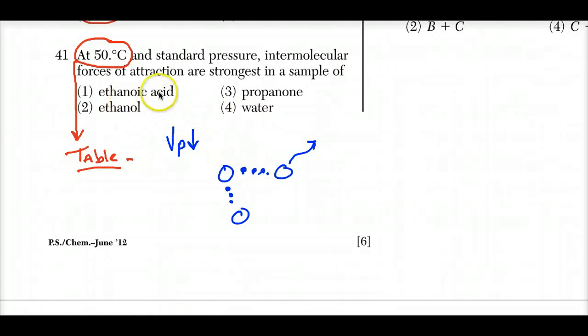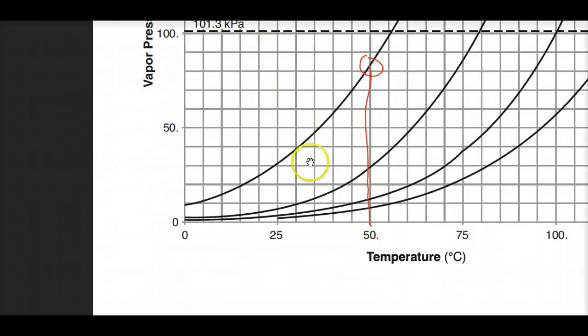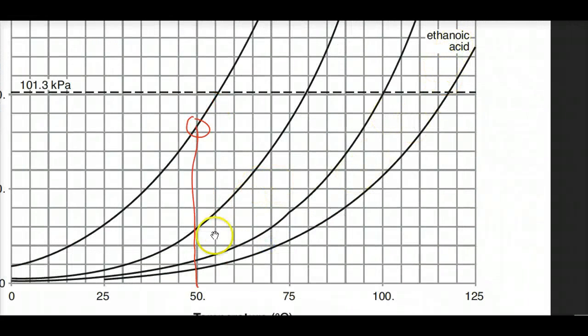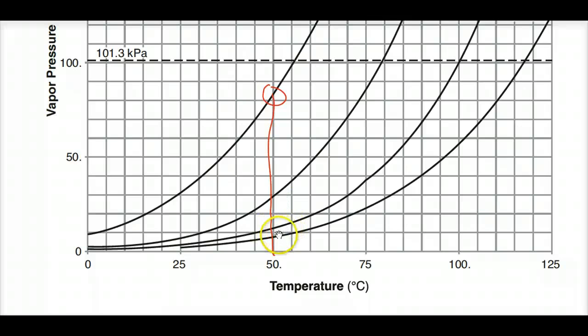So of the four, ethanoic acid from that table had the lowest vapor pressure. And that's why 1 is the answer. And again, if you want, take a look back at table H. We can see that the lowest line here at 50 degrees Celsius is the ethanoic acid. It has the strongest intermolecular attractions because it's resisting evaporation.